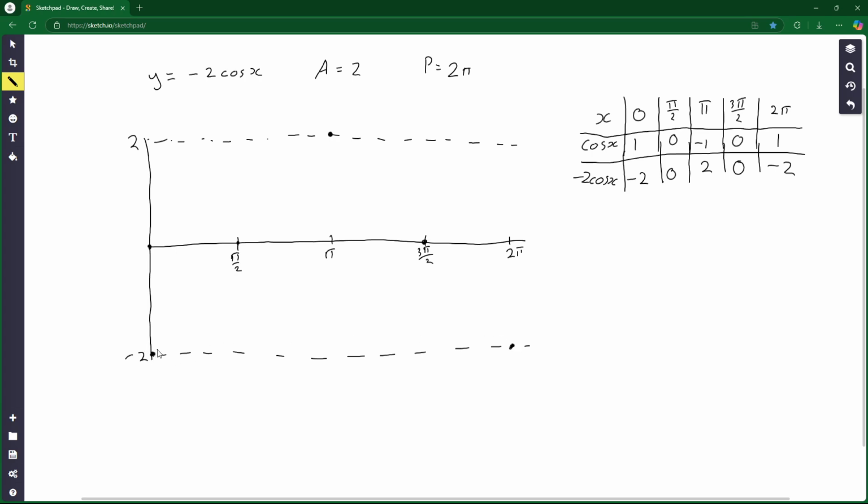And then we're just going to draw our graph from there. And that is it for cosine and sine graphs.